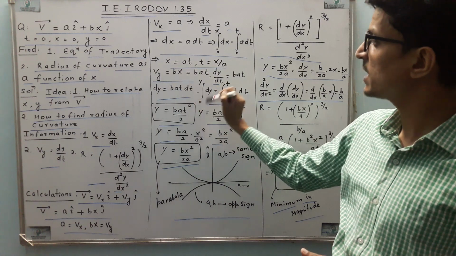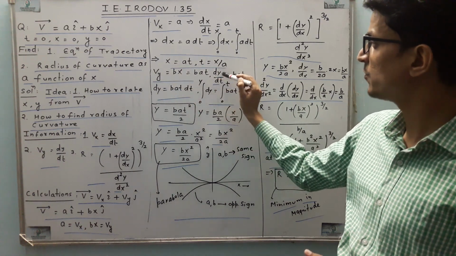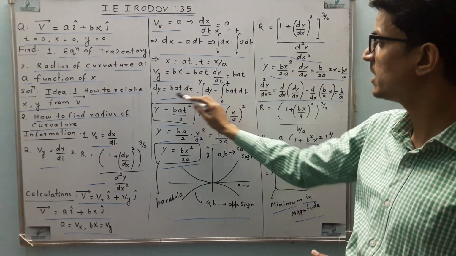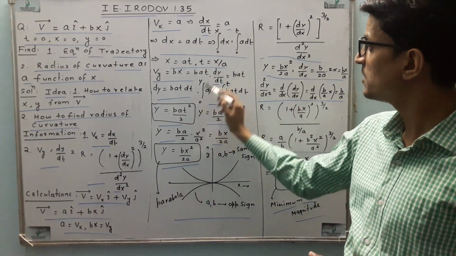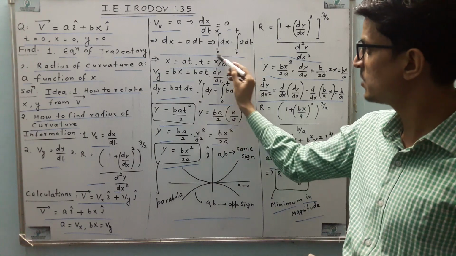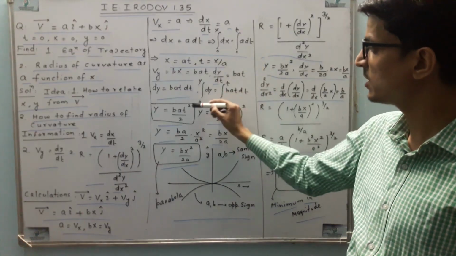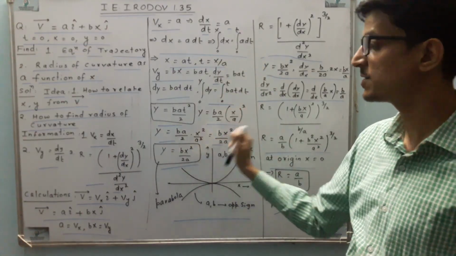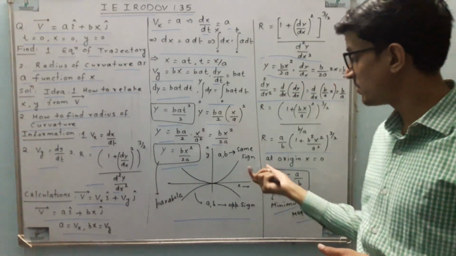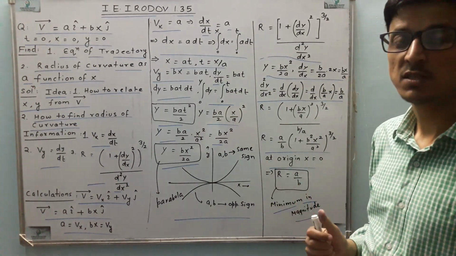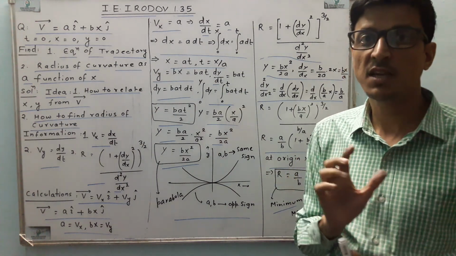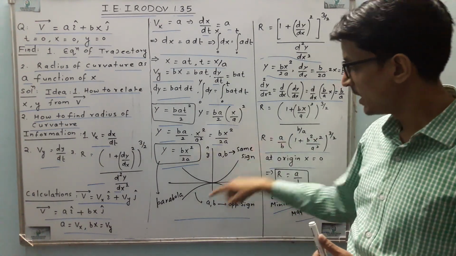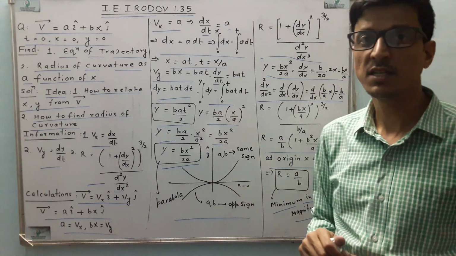Similarly, Vy is equal to Bx, x is At, so Vy is dy by dt is Bat. Integrating, we get this, y is equal to this. Now, t is equal to x by A. So if I substitute t is equal to x by A from here to here, I get this equation, which is equation of a parabola. So it may turn upward or it may turn downward depending on the values of A and B. If AB is positive, that is they have same sign, it will turn upward. If they have opposite sign, it will turn downward.